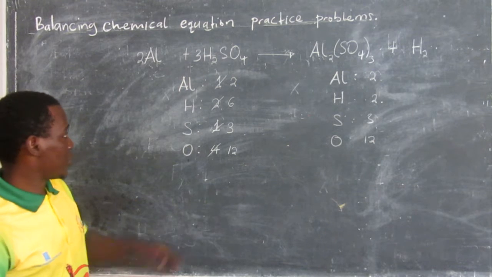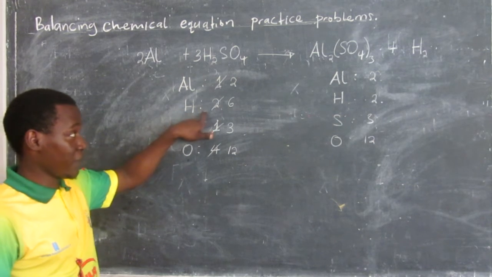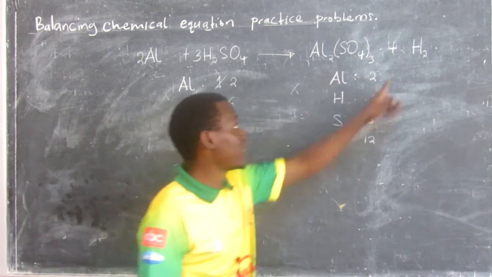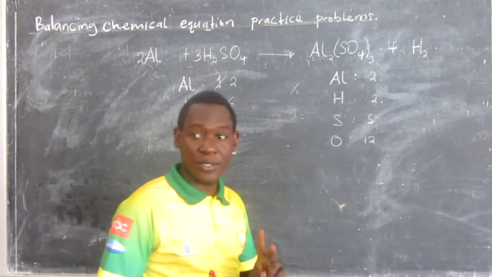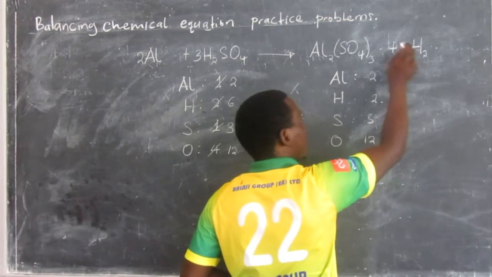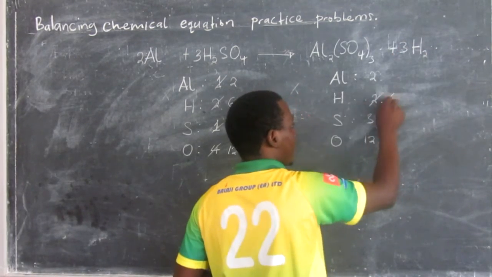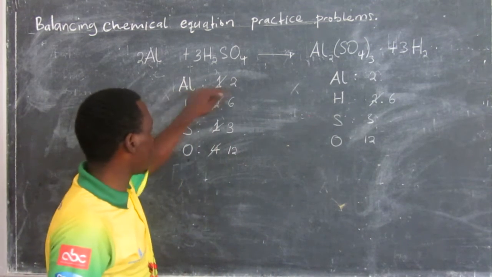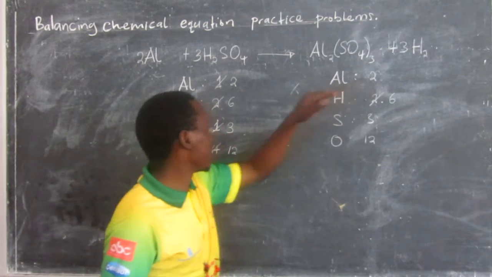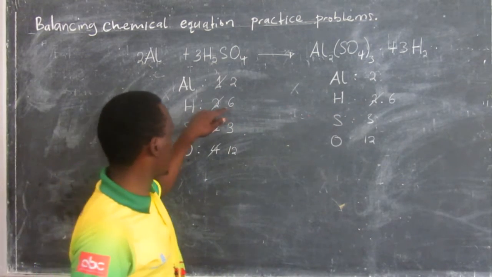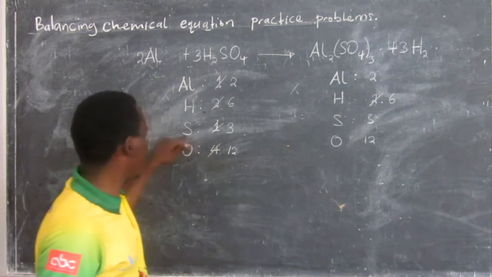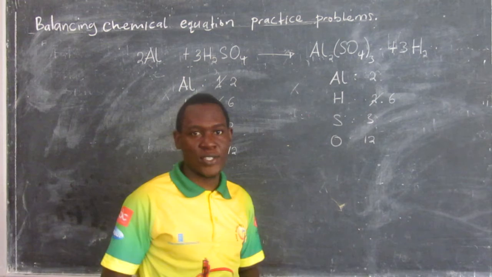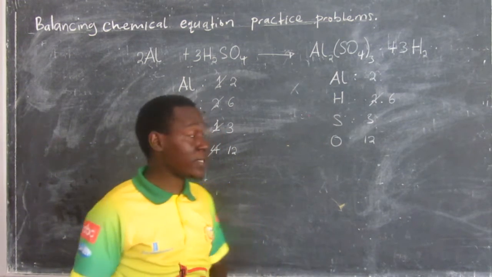To balance our hydrogen, we have 6 hydrogens here, plus here we have 2 hydrogens. Think of a number we should place here that makes it 6. That number is going to be 3. 3 times 2 equals 6. Meaning that our equation is balanced, because we have 2 aluminiums, 6 hydrogens, 3 sulfurs, and 12 oxygens on both sides. In that case, we have balanced this equation.